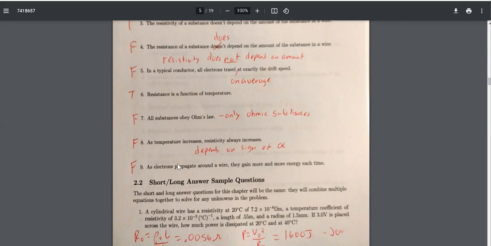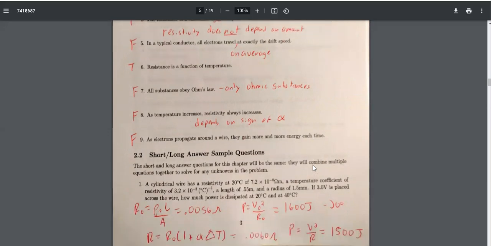Okay, as electrons propagate around a wire, they gain more energy as they go around. This is not true. Any energy that the electrons gain by going across the battery, they lose by hitting all the atoms that construct the wire or in a resistor or something. From collisions, they lose any energy they gain. So we know that because as they go around the circuit, they travel at the same drift speed, right? The velocity is not increasing more and more as they go around, it stays a constant. Okay.